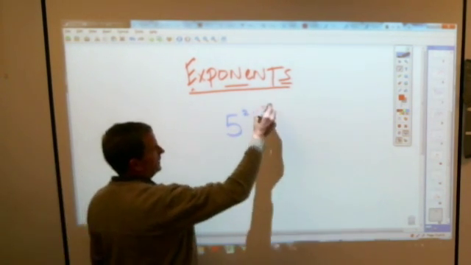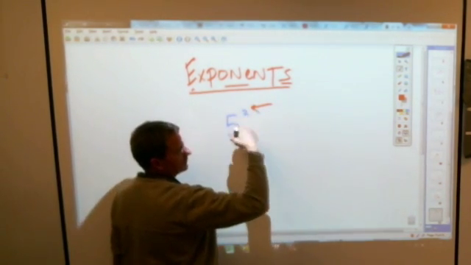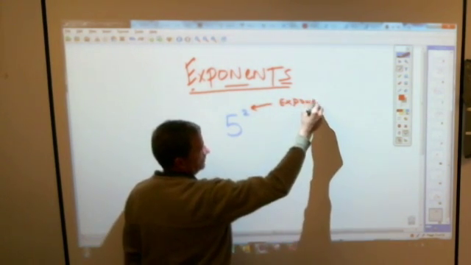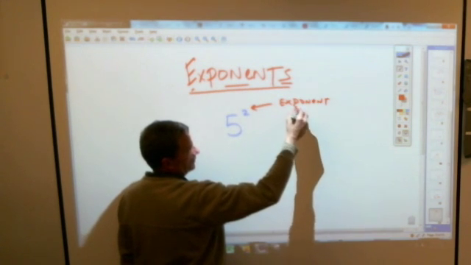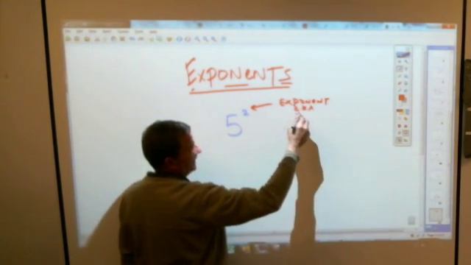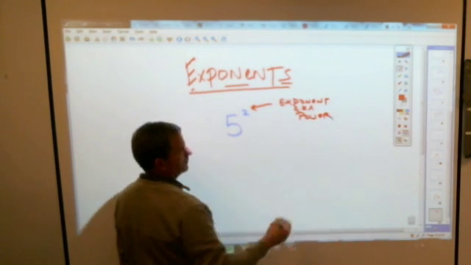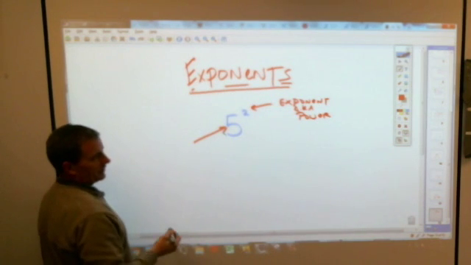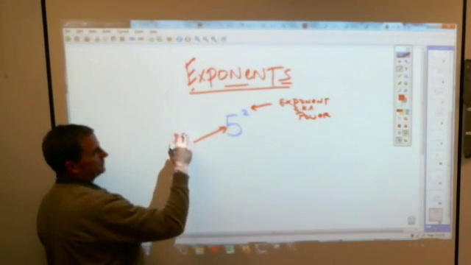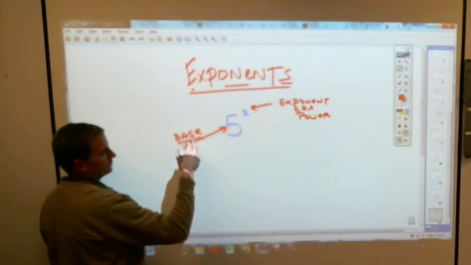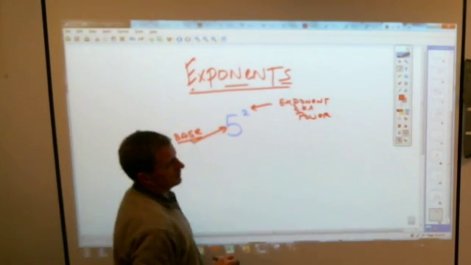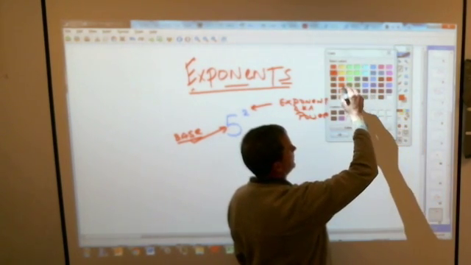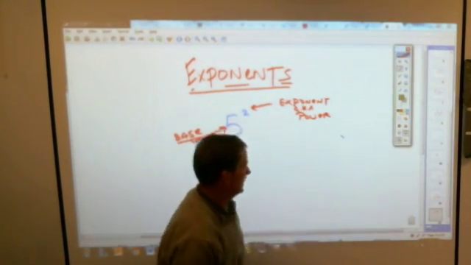First of all, let's put down some names here. This little 2 up here, it is what we call an exponent. It is also known as a power. And this 5 right here, the big number when you talk about exponents, is called the base. Unless you think that you know what the answer to this is, it is definitely not 10.